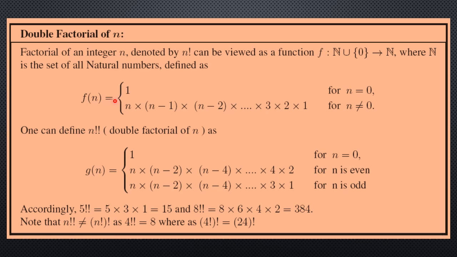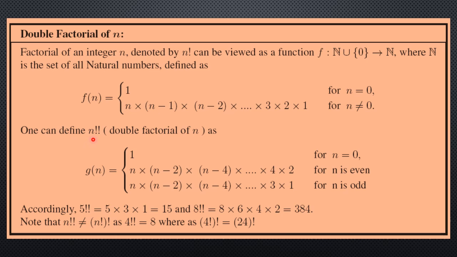f of n, for n not equal to 0. For example, 0 factorial, answer 1, but when n is not equal to 0, maybe it is 1 factorial or 2 factorial or 3 factorial. 1 factorial means answer 1, 2 factorial answer 1 into 2, 3 factorial is 1 into 2 into 3, n minus 2 factorial means from 1 to n minus 2. Similarly, n factorial means 1 into 2 into up to n. This is the normal case.